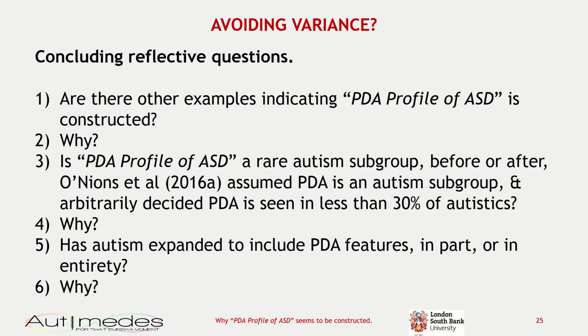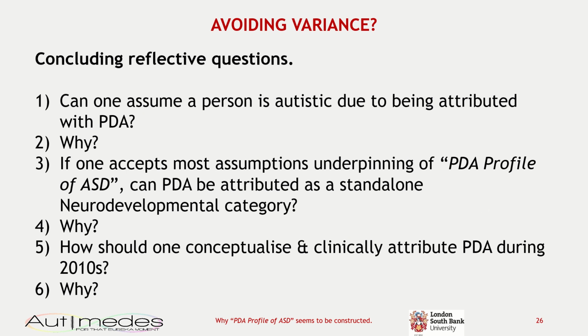Moving on to the next slide, which is the final slide of the actual talk, besides the references. Can one assume a person is autistic due to being attributed with PDA? And again, why? If one accepts most assumptions underpinning PDA profile autism, can PDA be attributed as a standalone neurodevelopmental category? And again, why? And the last question is, how should one conceptualize and clinically attribute PDA during the 2010s? And again, why, justifying your answer. Those are the questions I want to get people to reflect upon and justify their answers to, and to reflect upon the points I've presented.